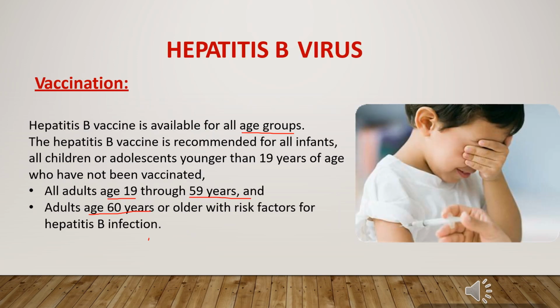Vaccination for hepatitis B virus. Hepatitis B vaccine is given to prevent the severe liver diseases that can develop when children or adults are infected with hepatitis B virus. The vaccine is available for all age groups. The hepatitis B vaccine is recommended for all children younger than 19 years of age who have not been vaccinated, all adults aged 19 through 59 years, and adults aged 60 years or older with risk factors for hepatitis B infection.